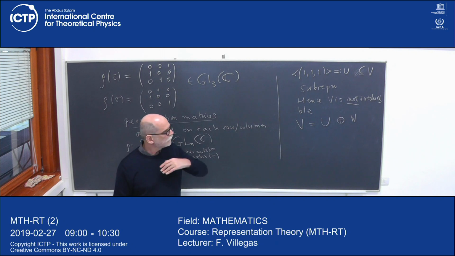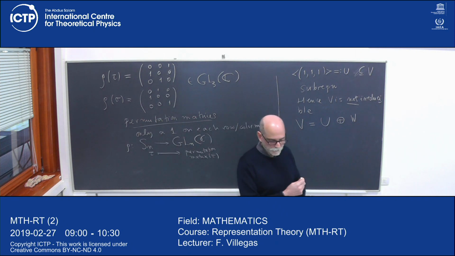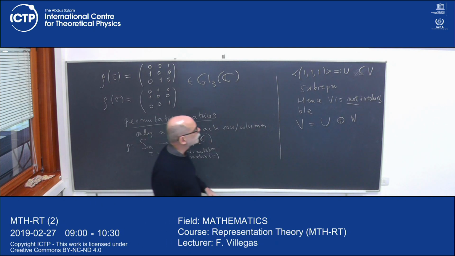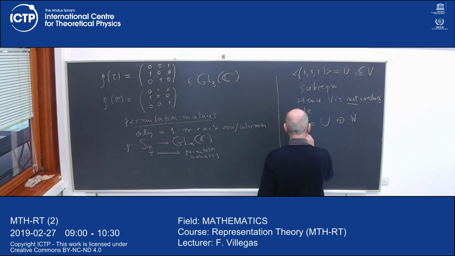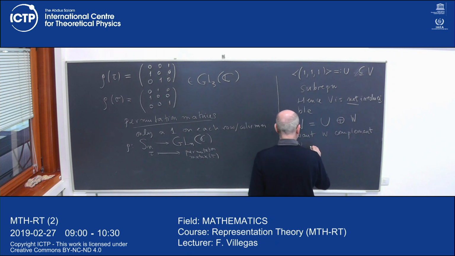We have to pick this W carefully. If you just want to find a complement of a vector space, there are many ways of doing it. But we're looking for a very particular subspace, if we can, for which the subspace itself is invariant under the action of the group. So what we want is W, which is a complement in the sense that this holds, but is itself a representation.